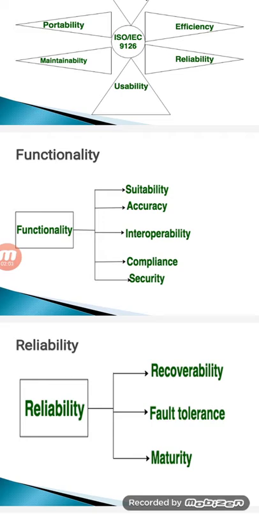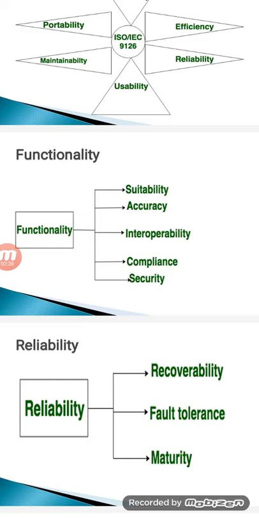Then the next characteristic is reliability. When you talk about reliability, it is a set of attributes that bear on the capability of software to maintain its level of performance under the given condition for a stated period of time. So within a specific time, we can perform under the given condition based on the capability of the software. That is what is called reliability.